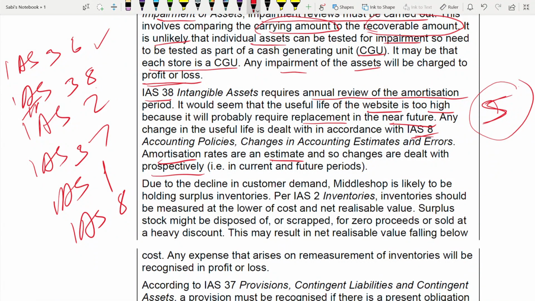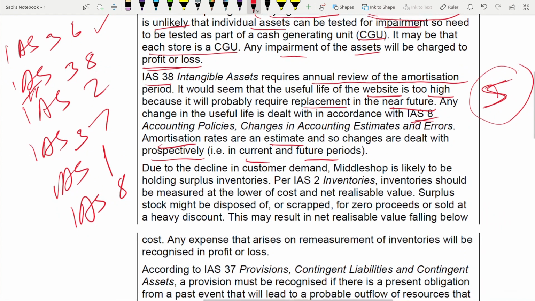Prospectively. That means in the future. You are not going to change your past. Whatever is recorded in the past is recorded in the past. That means current and the future period, you will change. That's the impact. Now let us go to the third, which talks about IS2.